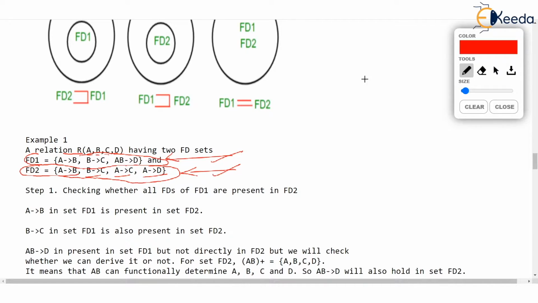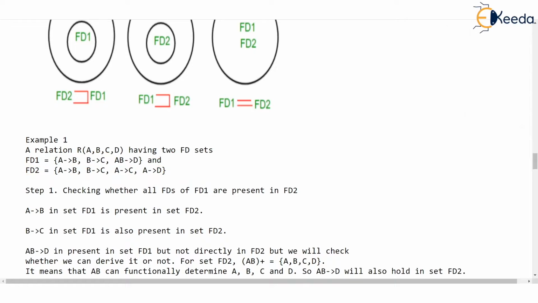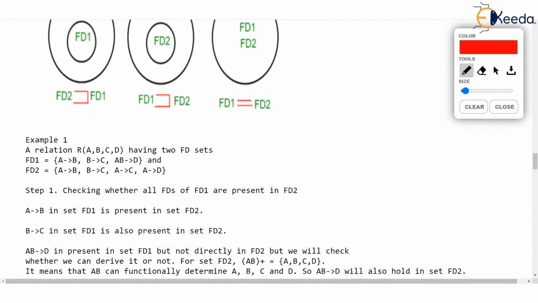Like A determines B, A determines B, it is there in both. B determines C, B determines C, it is there in both. But you see AB determines D, this third one, which is there in FD1, is not there in FD2, isn't it? And the same goes with A determines C, which is there in the second FD set but not there in the first FD set. So at first moment, you may feel that these two FD sets are different. But actually, both the FD sets are equivalent.